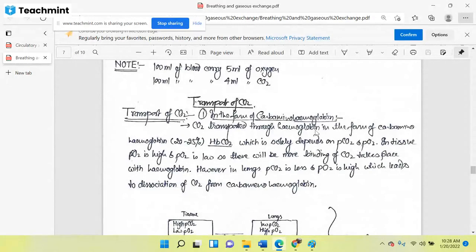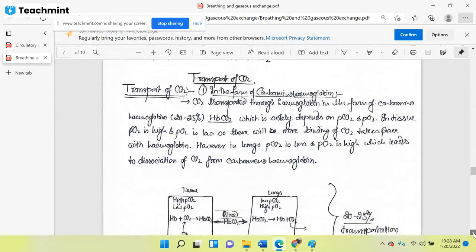So you just see here, the binding and unbinding of carbon dioxide with hemoglobin depends on the partial pressure of carbon dioxide and the partial pressure of oxygen. Previously we have seen that the binding of oxygen depends on four factors, but when we talk about the binding of carbon dioxide with the hemoglobin, only two factors are involved here. Temperature as well as hydrogen ion concentration is not playing a specific role in this particular process. So it solely depends on the partial pressure of carbon dioxide and the partial pressure of oxygen.